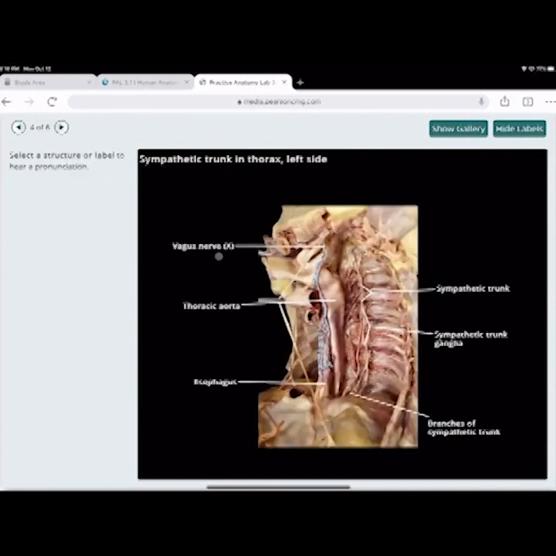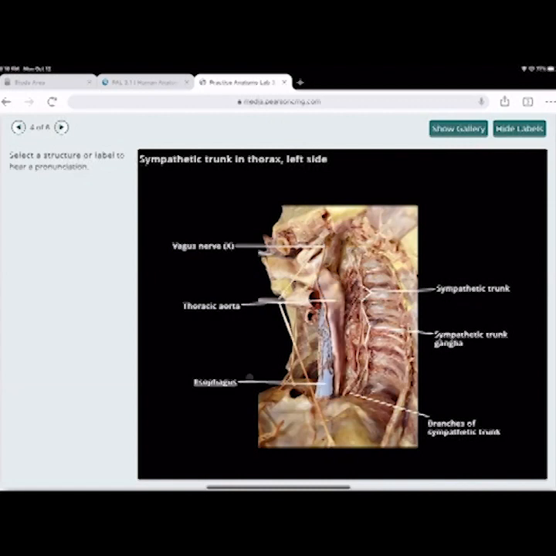This is the vagus nerve as it runs down. You can see it goes along the same path as the phrenic nerve. This is a thoracic artery, aorta, I'm sorry. This is your aorta coming out here. This is the aortic arch. And this is your thoracic aorta.